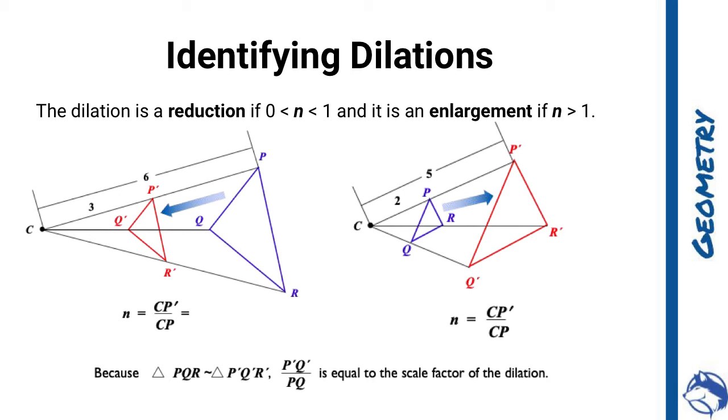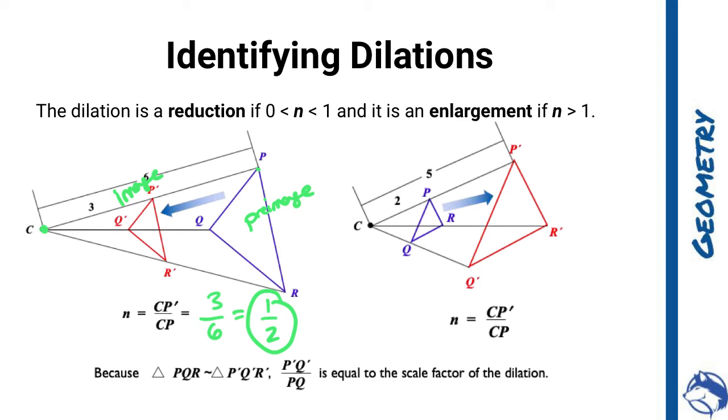And so if I went from CP, right? CP is this large length. That's 6, so that goes on the bottom. And C to P prime is 3, and that goes on the top. So this is getting smaller by 1/2. That's my scale factor, is 1/2 to go from the blue one to the red one. And remember, this one's called the pre-image, and this one is called the image.